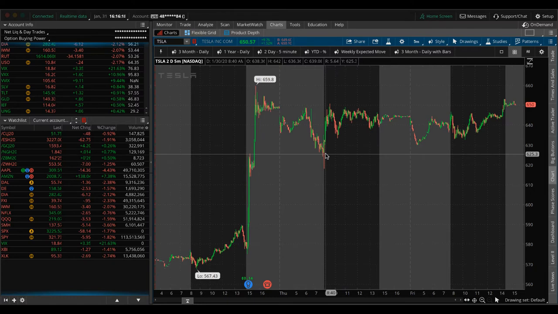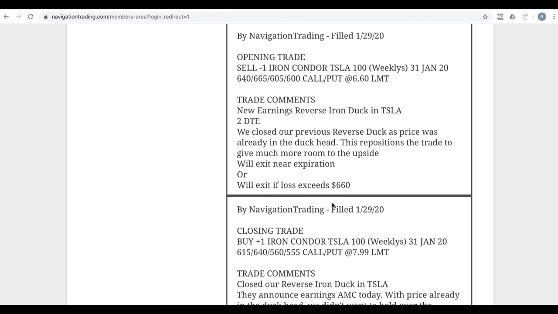But in this case, it dropped back down into our range, and it popped up a little bit. We ended up just getting out of this for about 50% of max profit. Booked about $330 on the trade. But you've got to stay mechanical, and you've got to position size correctly. I can't stress that enough. If it's freaking you out, then that means it's just too big for you.